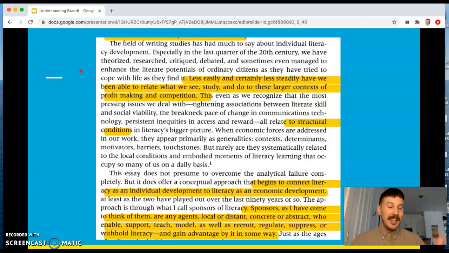We know that you and I in this course are just about to talk about literacy, and now in this piece we're talking about sponsors of literacy. Brandt is beginning this piece by saying, we actually know a lot about literacy because the field of writing studies has talked about it so extensively.